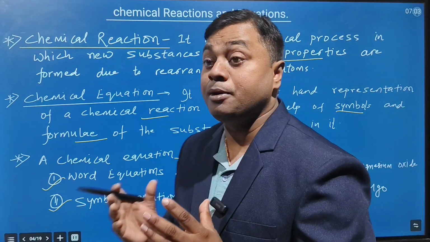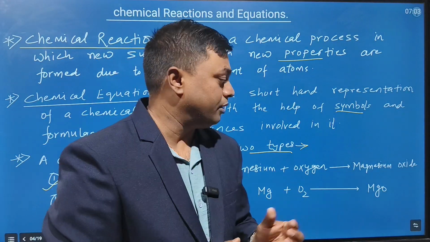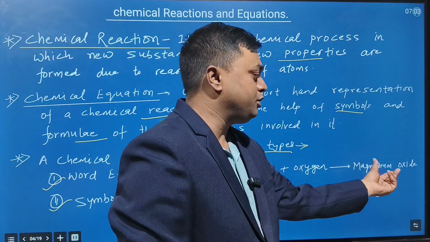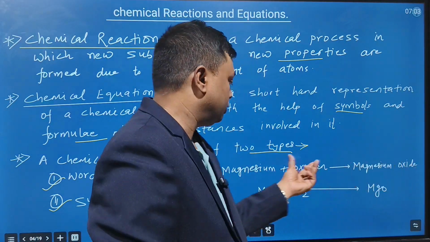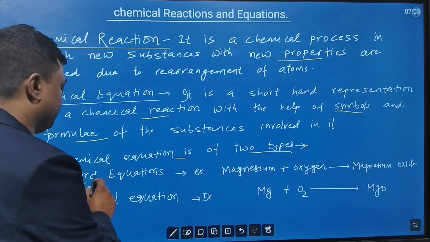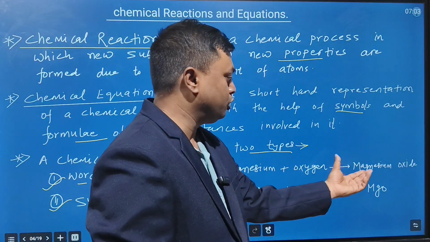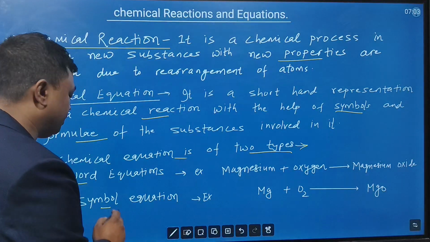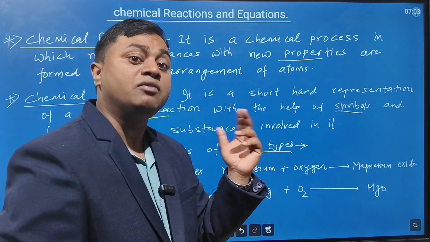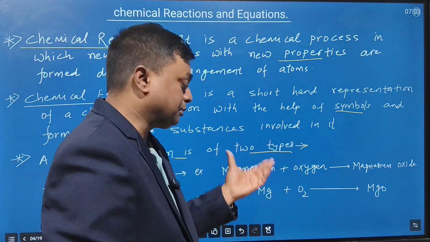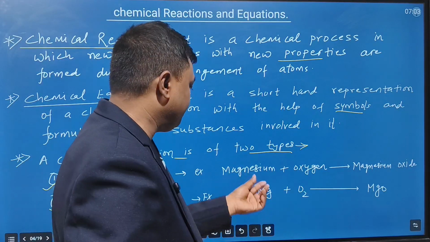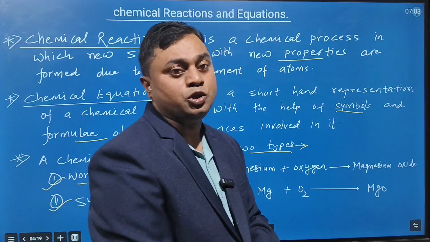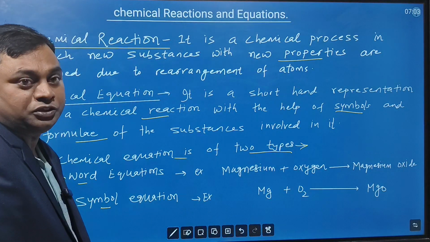For example, if I say burning of magnesium, we write magnesium plus oxygen gives rise to magnesium oxide. This is a word equation. When we talk about a symbol equation, we write the symbols and formulas of the substances involved in the reaction. Like magnesium, what is the symbol? Mg, oxygen O2, magnesium oxide MgO. So this is a symbol equation.